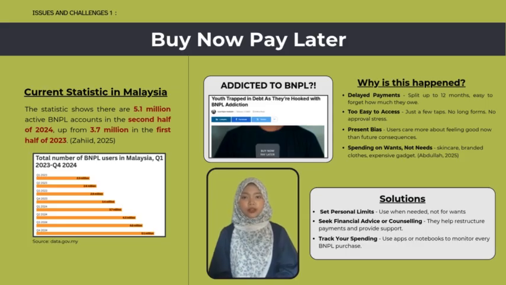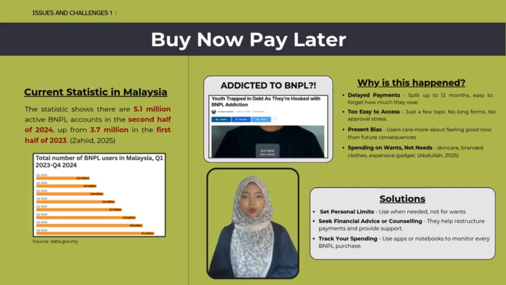First, let's look at the numbers, especially here in Malaysia. BNPL usage has absolutely soared. From the first quarter of 2023, where there were 3.7 million active BNPL accounts, we have witnessed a massive jump to a staggering 5.1 million active accounts by the second half of 2024. That's millions of people embracing this payment method, showing just how widespread it's become.